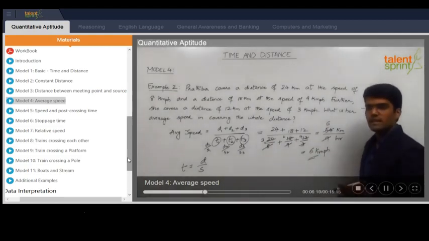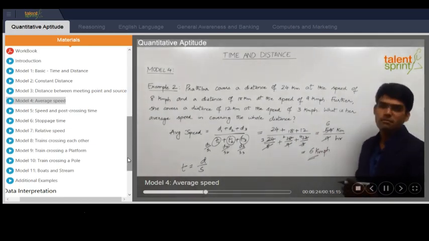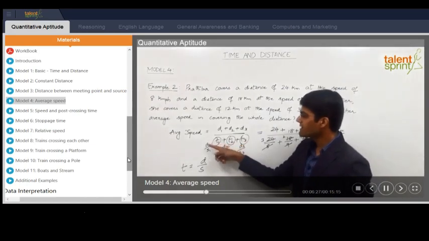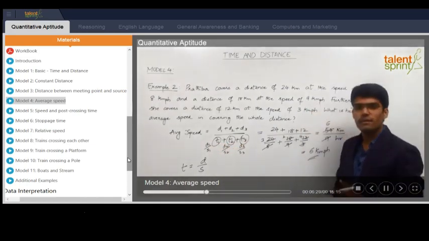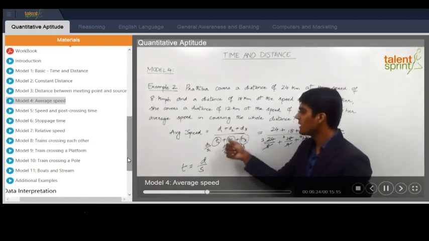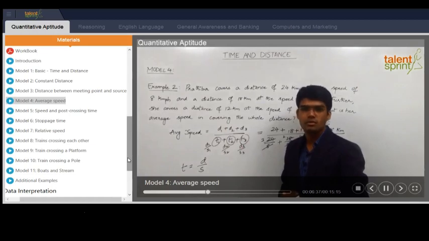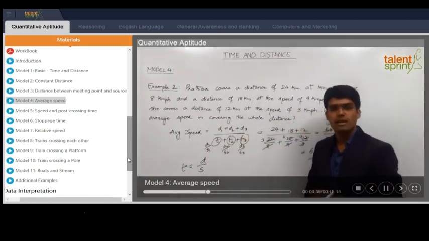So as you can see here, in general, average speed should always be taken as total distance traveled by total time taken. So whenever the times are not given, we can always take it as distance by speed and find out the required answer. Similarly, in some cases, the distances may not be given, but the times are given. So there the distance can be taken as speed into time and then we can find out the required answer.